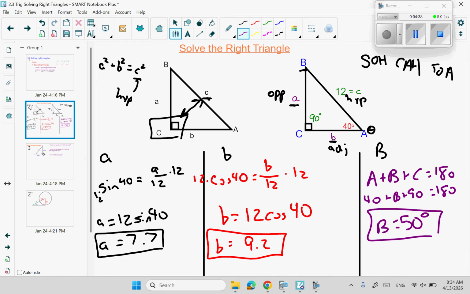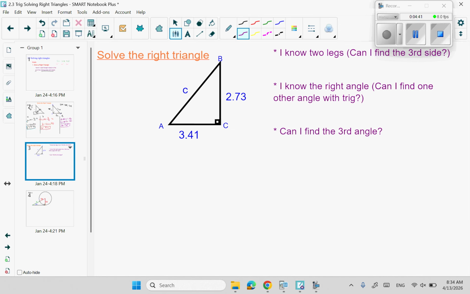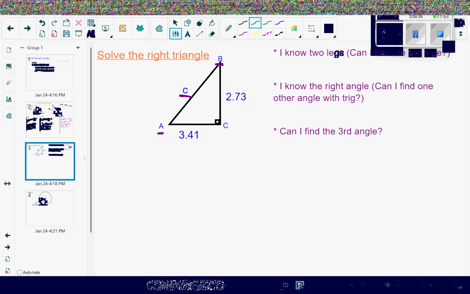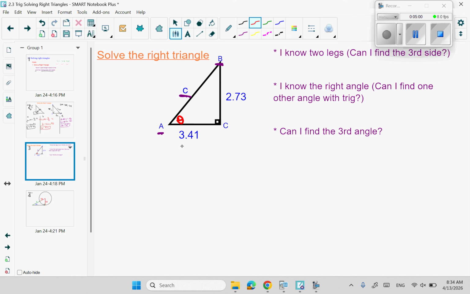Okay, well, what if I knew two sides? Well, now what three pieces am I missing? I'm missing a third side and I'm missing both angles. So I would just pick one of my angles. It doesn't matter which. For the sake of argument, I'm going to pick angle A and put my theta there. From the perspective of theta, 3.41 is my adjacent, 2.73 is my opposite, and c is my hypotenuse. So I need to find little c, big A, and big B.